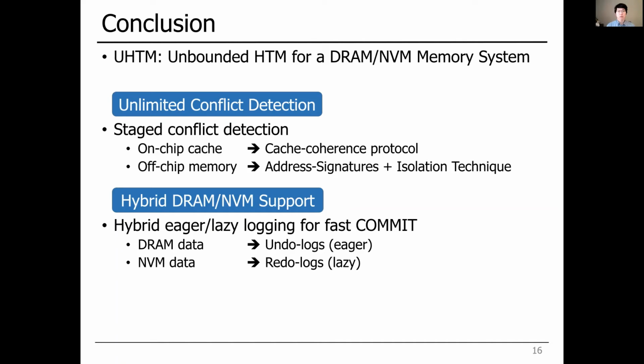Let me conclude this talk. In this paper, we presented UHTM, an unbounded HTM for hybrid NVM memory systems. UHTM has two design goals: unlimited conflict detection and hybrid transaction support. To do so, we first presented staged conflict detection that used cache coherence for data in on-chip caches and address signatures for off-chip memory data. This combination leads to a lower false positive rate, which was the key challenge of this goal. Next, UHTM provides hybrid logging for DRAM and NVM data to minimize commit latency.